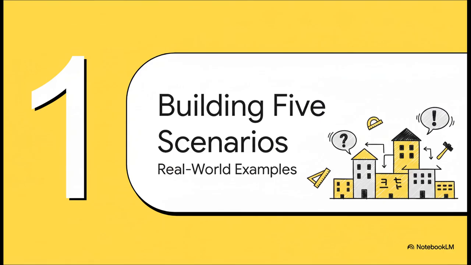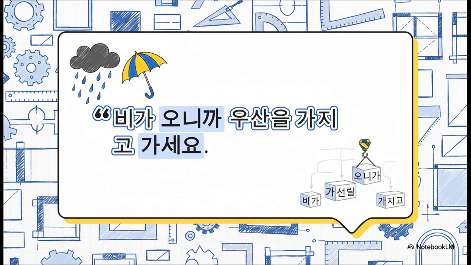All right, enough theory. It is time to roll up our sleeves and actually start building. We're going to walk through 5 really practical, common scenarios so you can see exactly how this tool works out in the wild. Here is our first build. Listen closely to this one. 비가 오니까 우산을 가지고 가세요. Again, that's 비가 오니까 우산을 가지고 가세요.